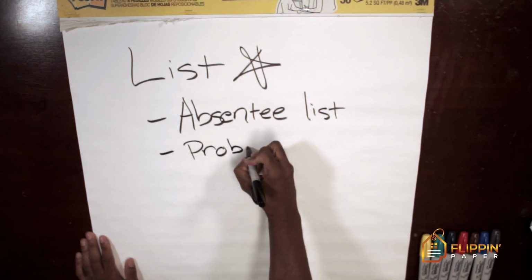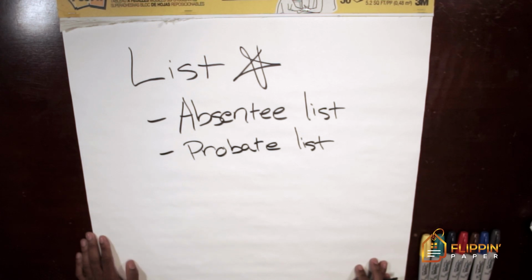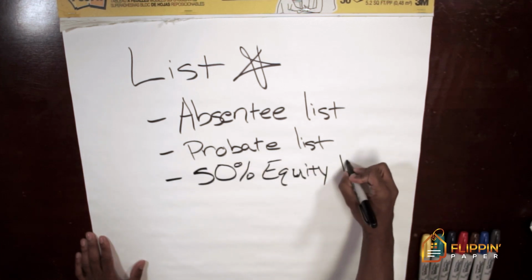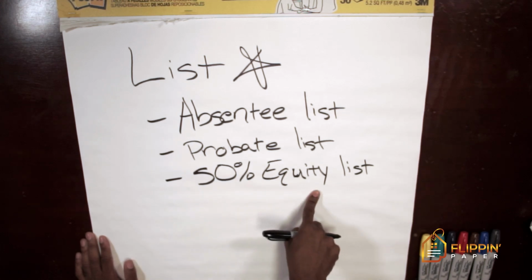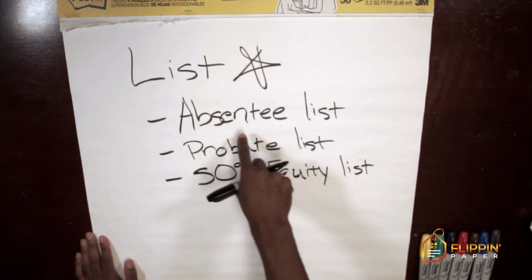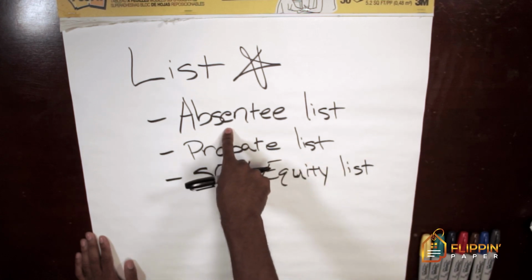Other lists are your probate list. Probate is a scenario where someone has inherited property and it has to go through the probate process with the court system. You also have 50% equity list. Anybody that has enough equity in their home to negotiate a deal for you at a price that you want is going to be on this list. This is a very highly targeted list as well. Sometimes you want to mix this list with your absentee list to get an even better list to mail to.